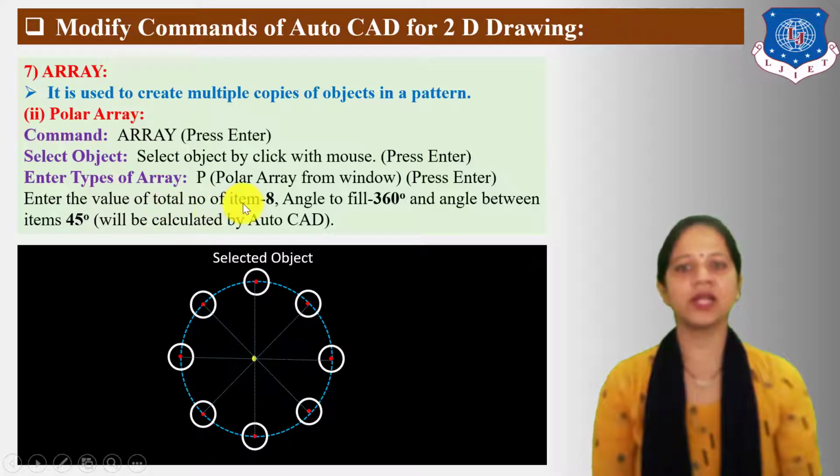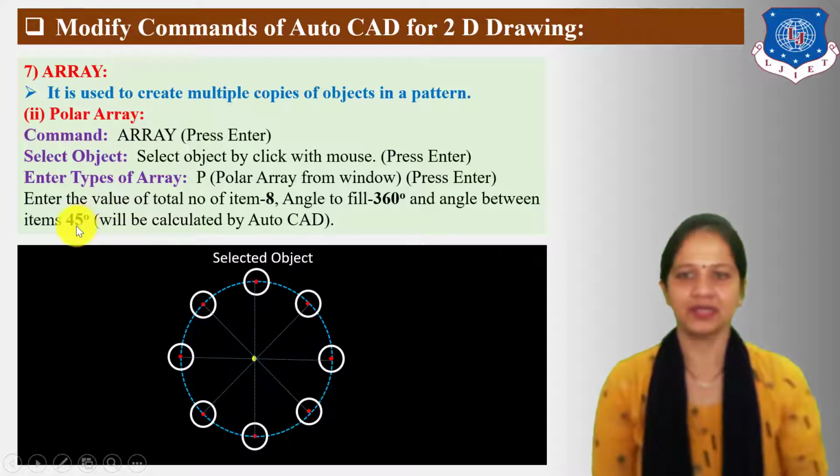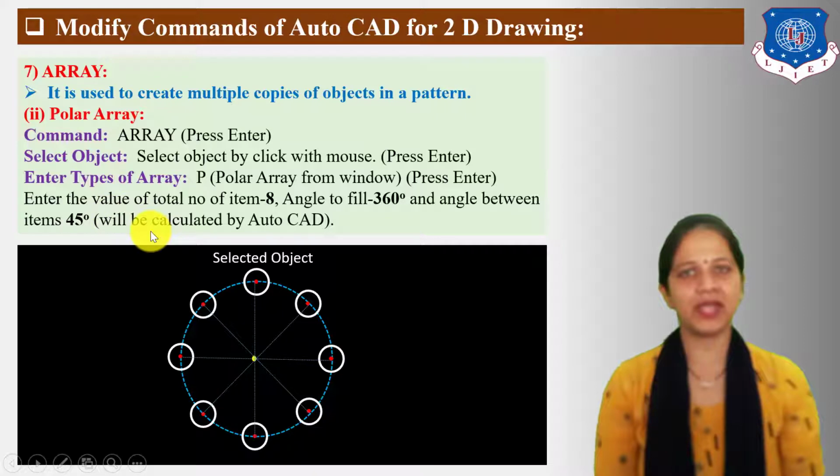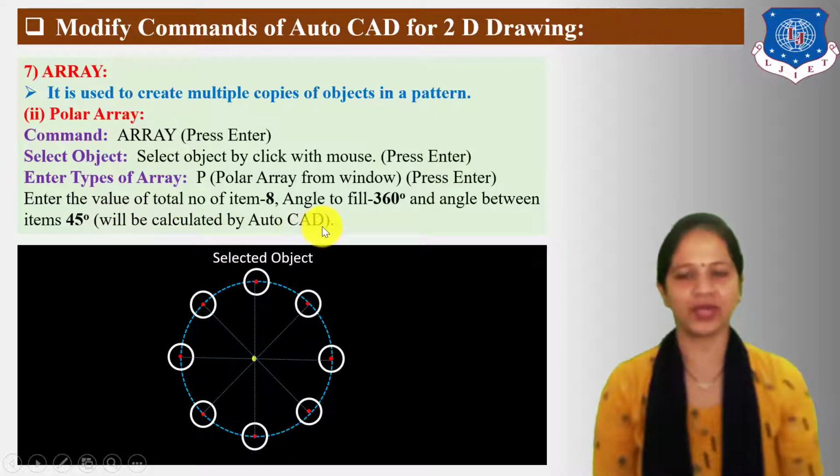Enter the value of total number of items. Here I have taken 8. Angle of fill: here I have taken a fill angle of 360 degrees, and angle between items. Here the angle between two items I have taken as 45 degrees, which will be calculated by AutoCAD.